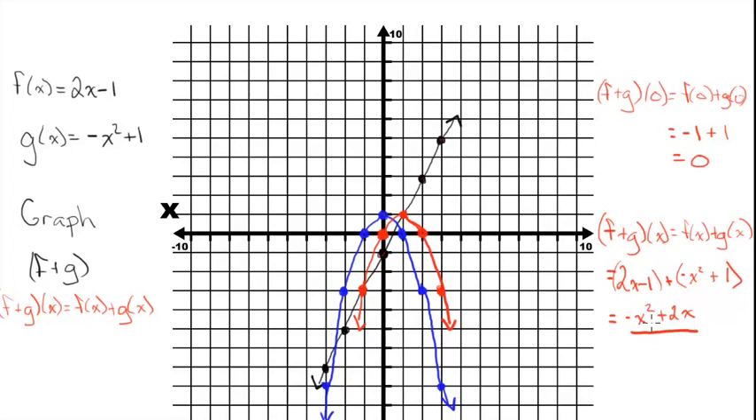Well, that's a quadratic equation. That's a parabola opening down, which is exactly what I have in my graph. So that's how you add two functions graphically. You just kind of go point by point, adding the same x values. Right? If x is the same, then you add the two y values together. You could do the same for the difference. You could do the same for the product. You could do the same for the quotient.